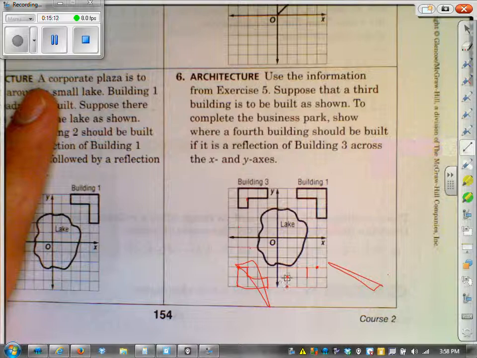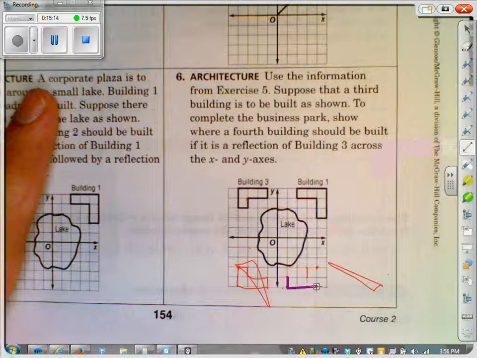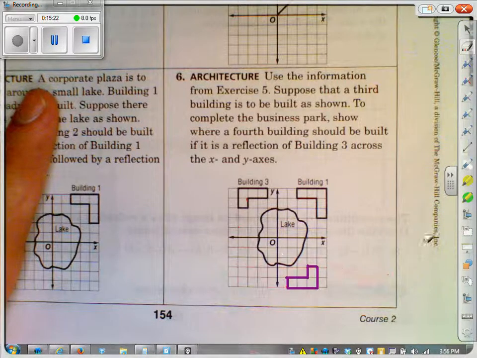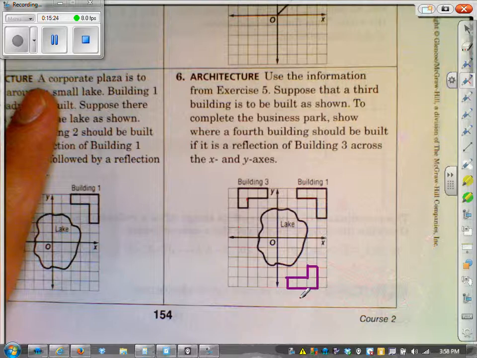Do it in purple. Right here. Erase the others. Right, and this would be building 4.